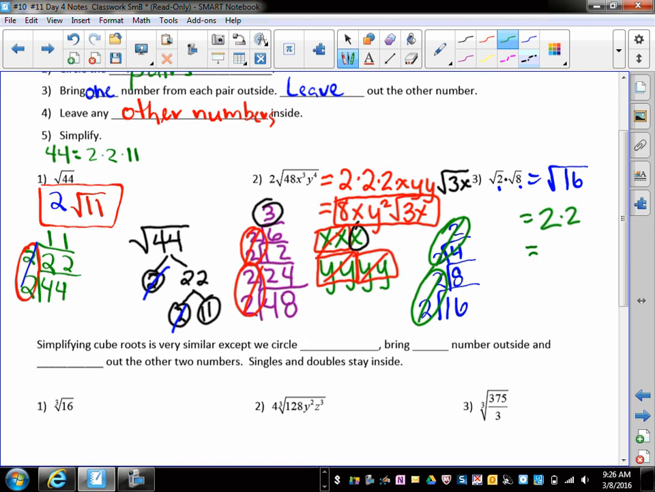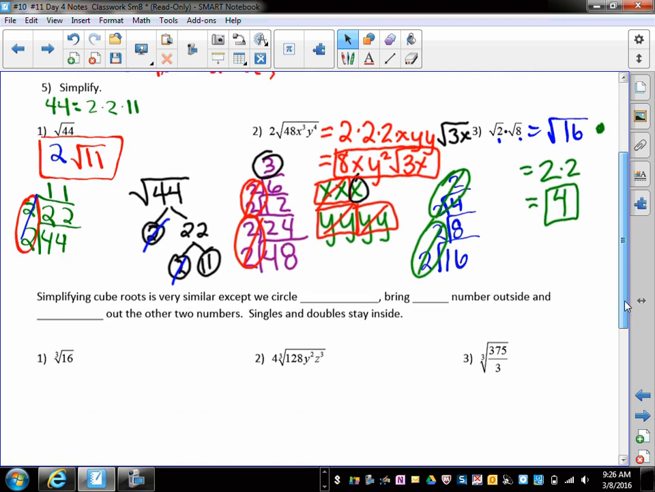Alright, what's 2 times 2? 4. You could have also recognized from here, what's the square root of 16? 4. Alright, questions on that? Okay, then the last part of our notes.